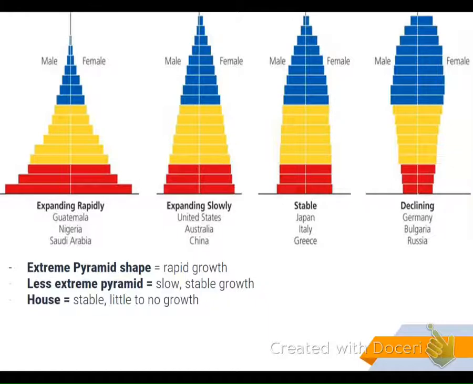The third one, the stable one, has little to no growth, where basically it's the same all the way across. On the last one, where we were narrowest at the base, that is a declining population where there's fewer and fewer kids. There's fewer kids than there are adults.